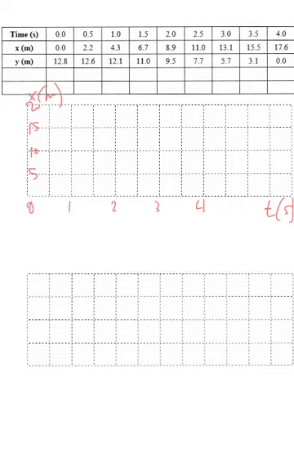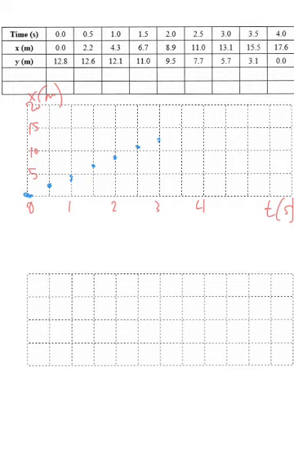All right, so let's go ahead and do a plot for x versus t. The first point is at 0, 0. Second point is at 0.5 and 2.2. So that's roughly there. Next point is 1.0 and 4.3. So somewhere around right there. Then we have 1.5 and 6.7. So that'll be somewhere around here. 2.0 and 8.9, about right there. 2.5 and 11.0, somewhere around there. 3.0, 13.1.